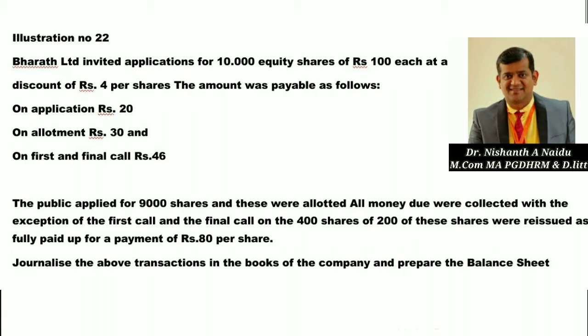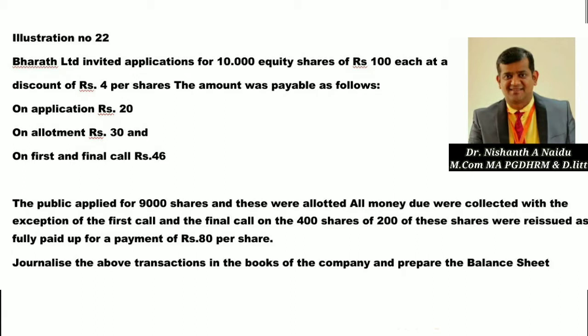The public applied for 9,000 shares and these were allotted. All money due were collected with the exception of the first and final call on 400 shares. Bharat Company invited applications for how many shares from the public? 10,000, but the public applied for how much? 9,000 shares. So the problem is under subscription.